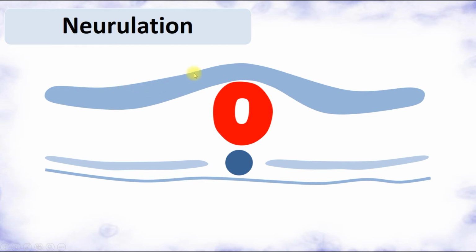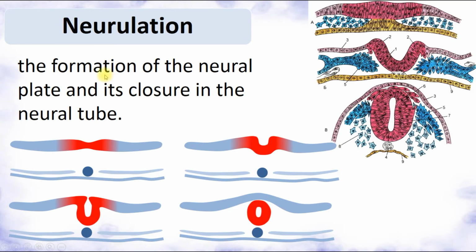So here we can see the result of neurulation. Here we can see completely separated skin or dermal ectoderm which covers the embryo, and the neural tube which has been separated from the ectoderm. So neurulation is a formation of the neural plate, and the neural plate will form the neural groove, which will be closed and will form the neural tube.